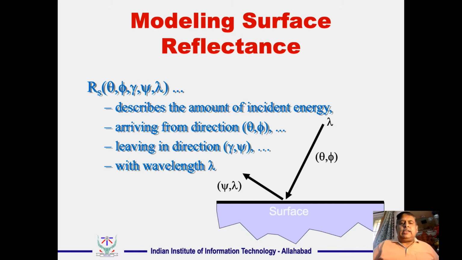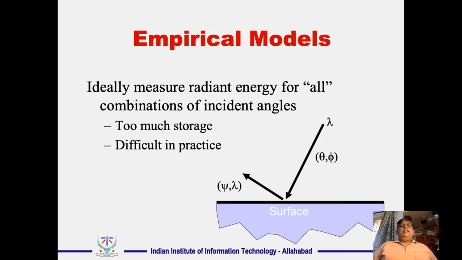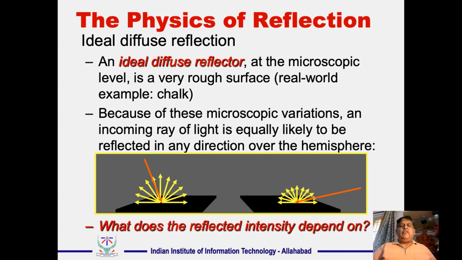So now let us continue further in generating the empirical model. Ideally, measure radiant energy for all combinations of incident light. It requires too much storage and is difficult in practice. And therefore, let us take the physics of reflection.